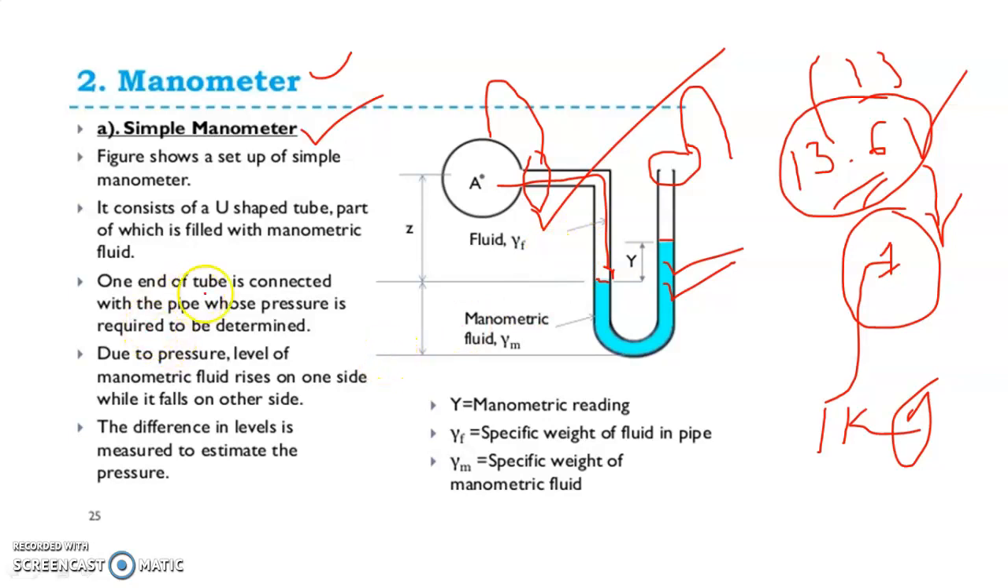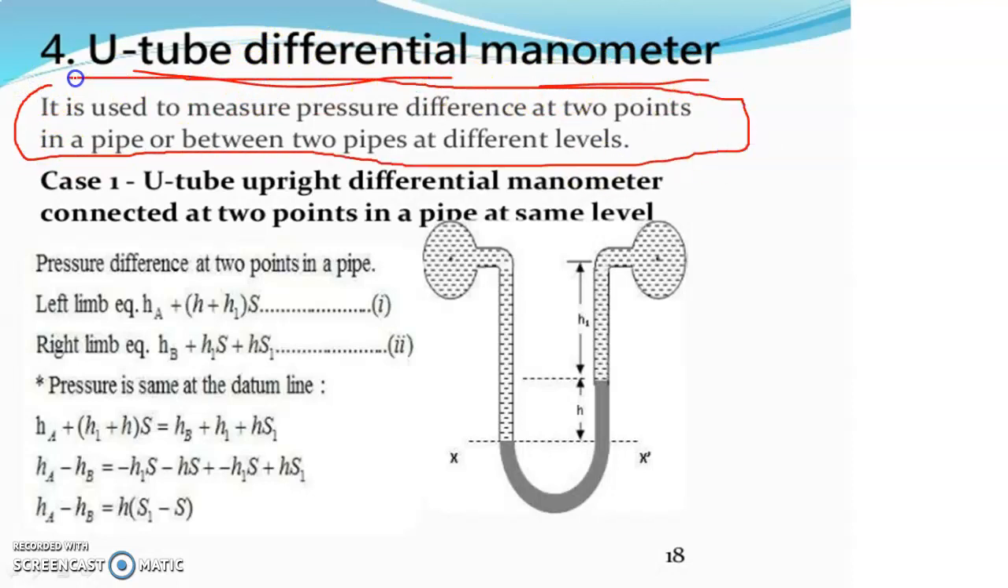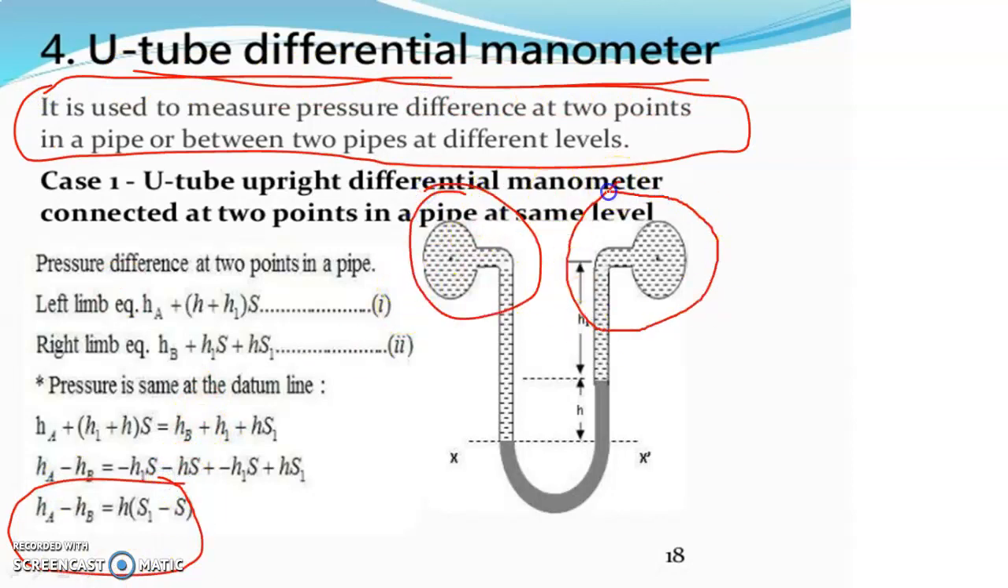Clear. So one end of the tube is connected already. Then I'll explain. Okay. Next, the U-tube differential manometer. For the U-tube differential manometer, concentrate only on the definition. It's enough for the exam. And another thing, this formula is very important. Okay. So this diagram is important. In a differential manometer, it is used to measure the pressure difference of any two points in a pipe, between two pipes at different levels or same levels.